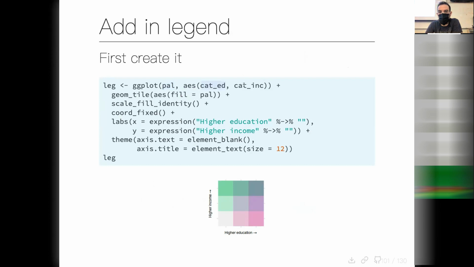Okay, I'm putting cat ed on the x-axis, cat inc on the y-axis, and then geom tile, basically a heat map, right? Scale fill identity, coord fixed. And then for my labs, I'm doing this expression so I can get this actual arrow down here instead of something that looks like this. And that's it. Okay, so here's my little legend, which is another plot.